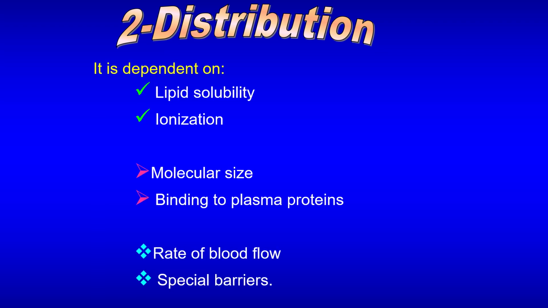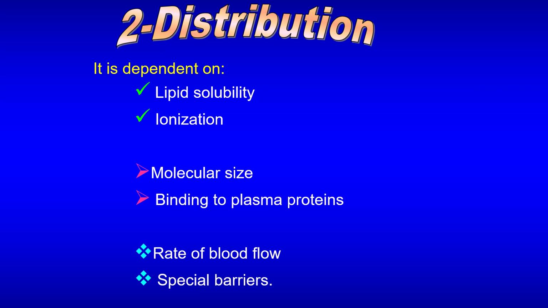Welcome to KMR Advice. Today, we'll explore drug distribution and the factors that influence it. Lipid solubility and ionization are crucial for a drug's ability to cross cell membranes. Molecular size can limit distribution, as larger molecules may not easily penetrate tissues.